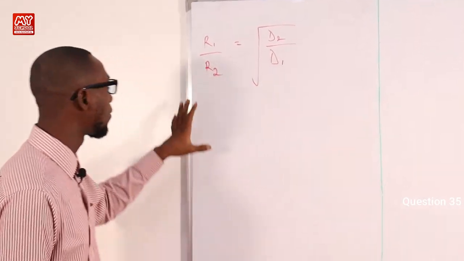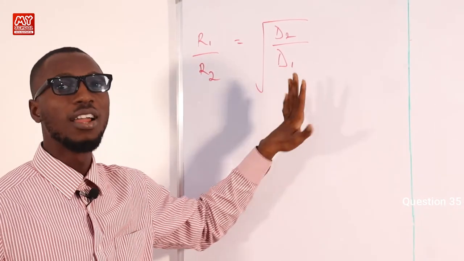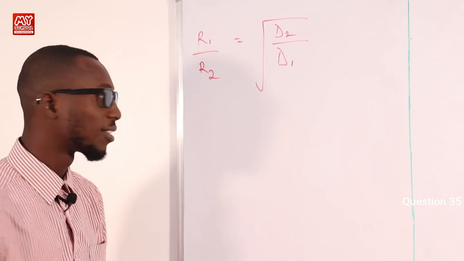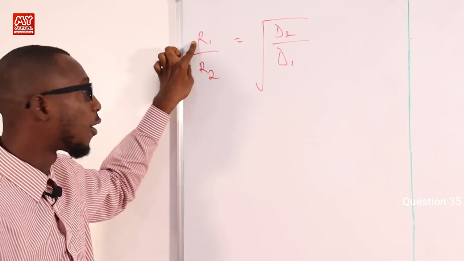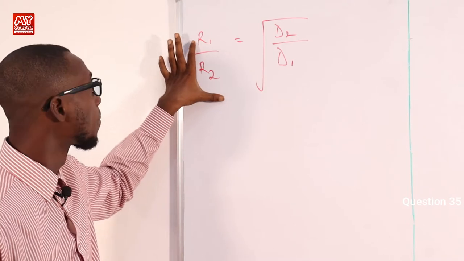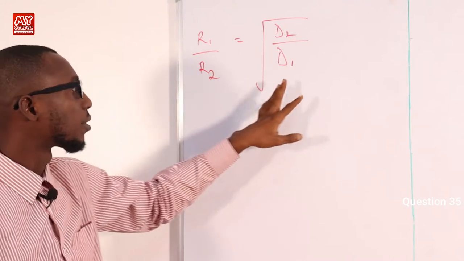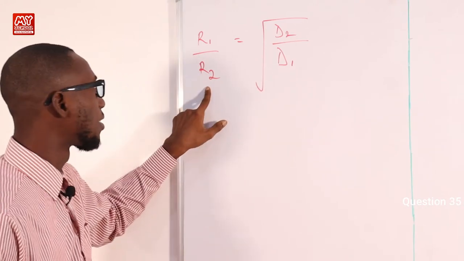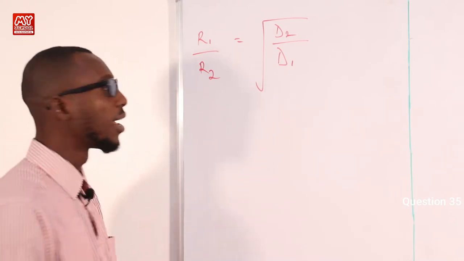Okay, so since we are having two gases, this is the formula we are going to arrive at. You can see the rate of diffusion of gas one is inversely proportional to its density. You can see gas two, the same thing. So let's just plug in the values and we have our answer.